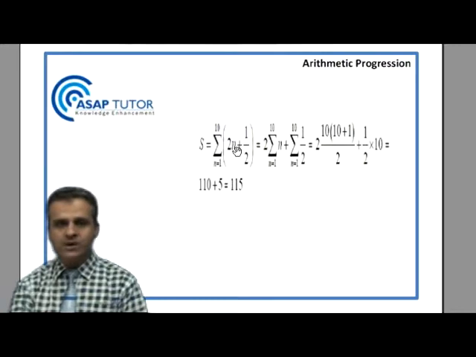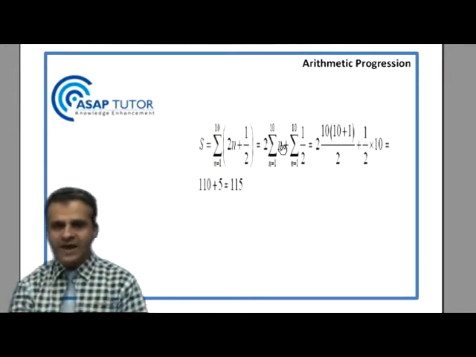Now in 2n, 2 is a constant, we can take it out, so it will be equal to 2 times the summation for n equal to 1 to 10 of n, plus the summation for n equal to 1 to 10 of 1 by 2. Again 1 by 2 is a constant, that also we can take out, so it will be 2 into the summation of n from 1 to 10, plus 1 by 2 into the summation from 1 to 10.